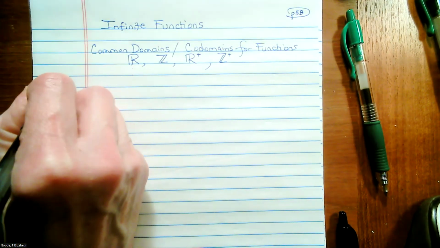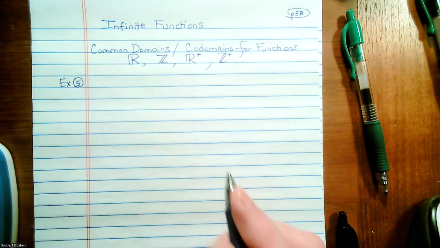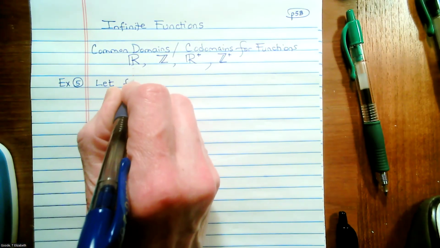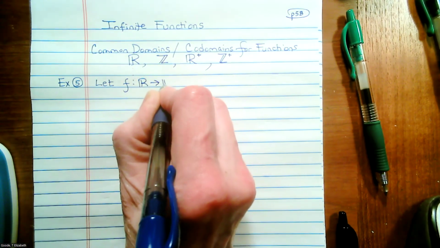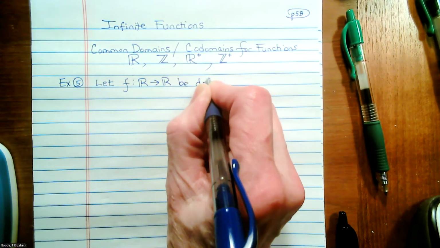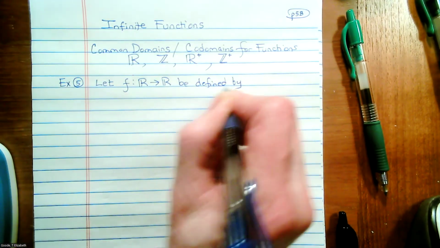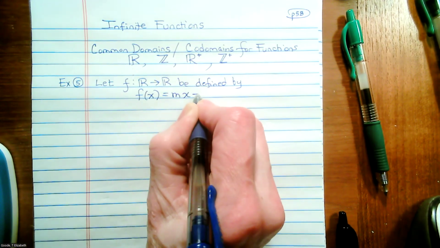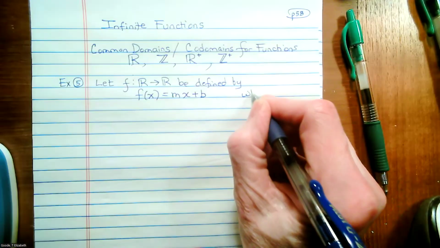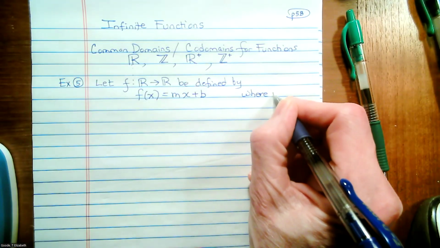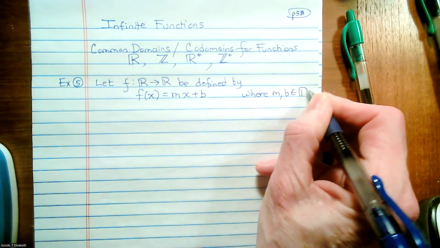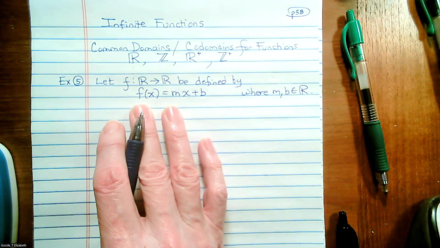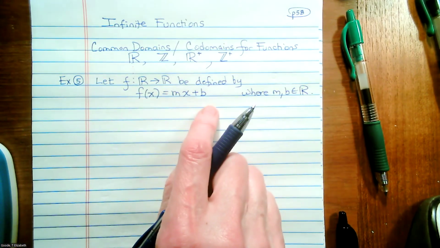So let's go to example 5. And let's look at a very familiar function, I hope, for you. Let f from the reals to the reals be defined by f of x equals mx plus b, where m and b are real numbers. I hope that you recognize that this is the general formula for a linear function. It's the polynomial of degree 1.